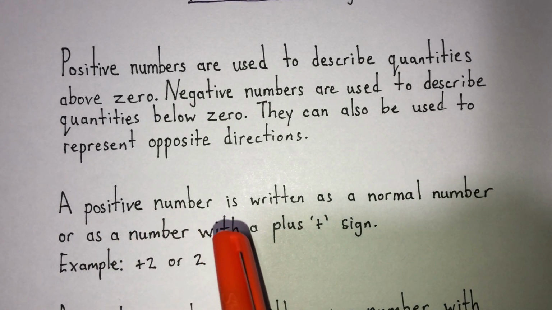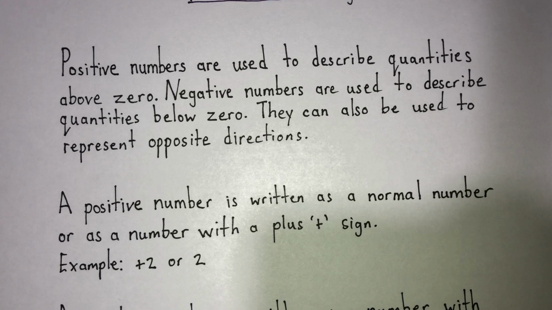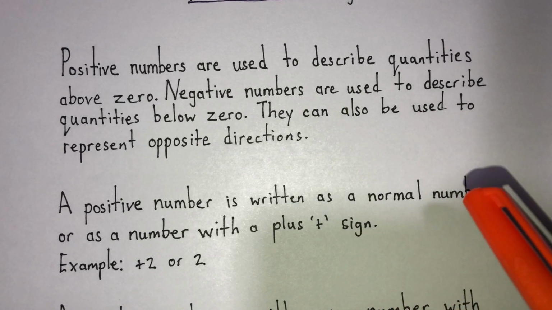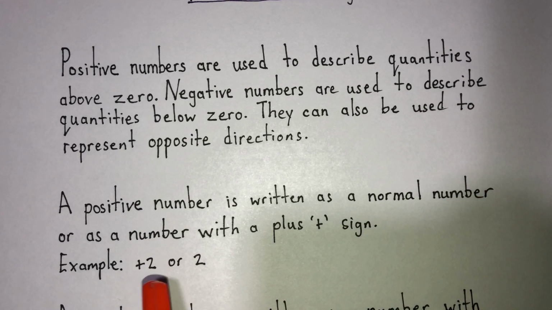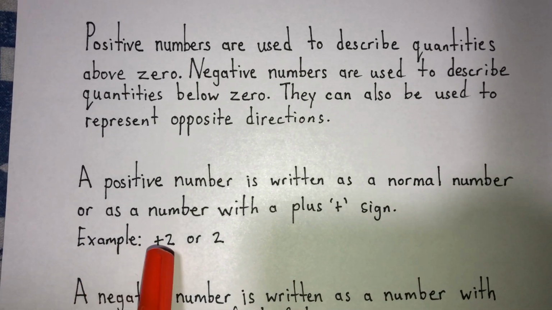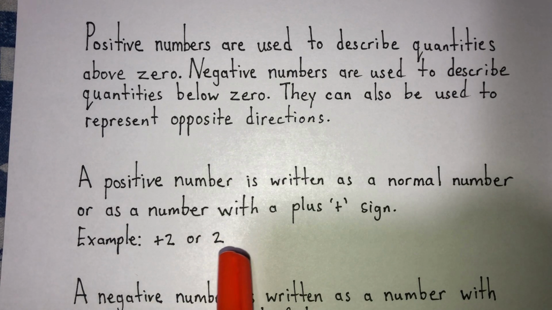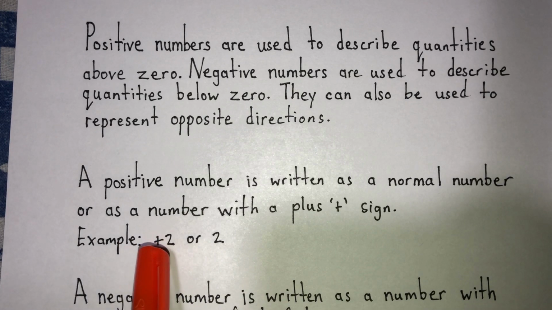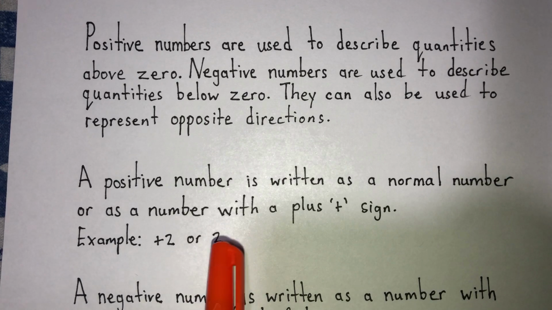A positive number is written as a normal number. For example, 1, 2, 3, 4. Those are all positive numbers. However, a positive number can also be written with a plus in front of it. So, for example, we have positive 2 or +2. They are both the same. You can write it with a plus in front of it or just the number by itself.